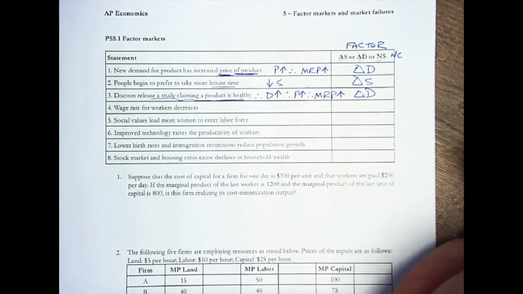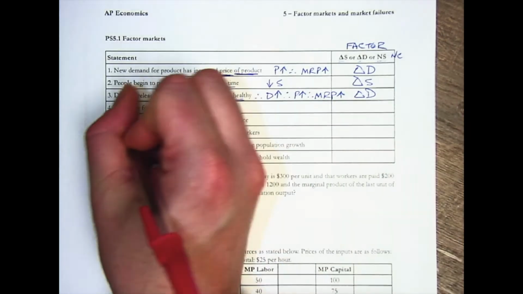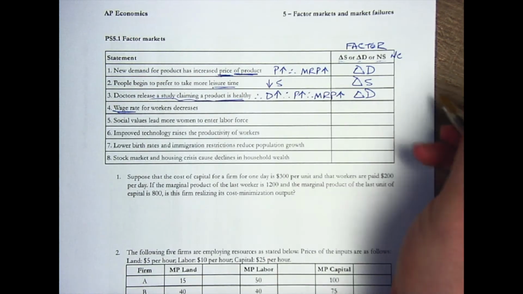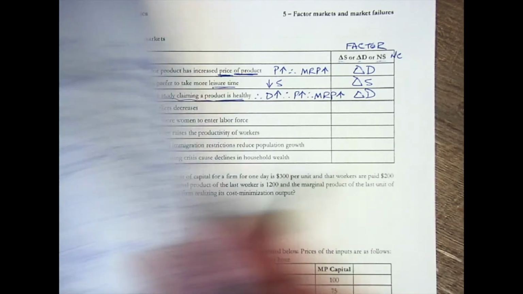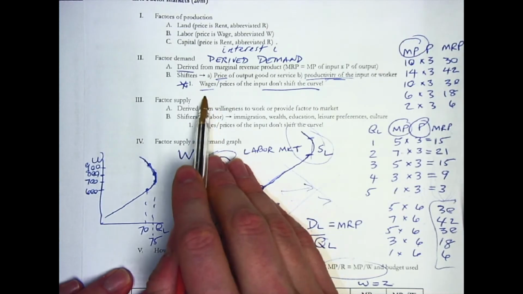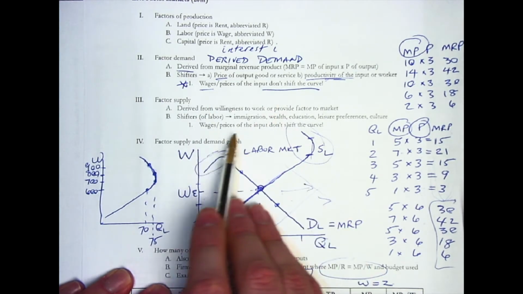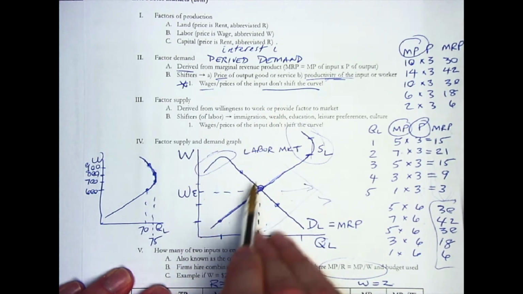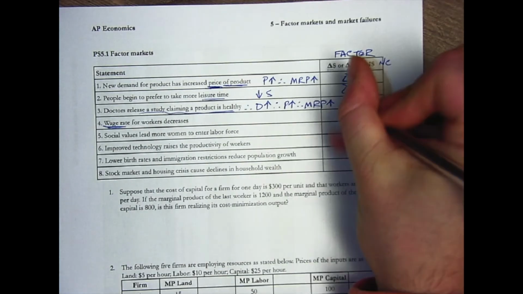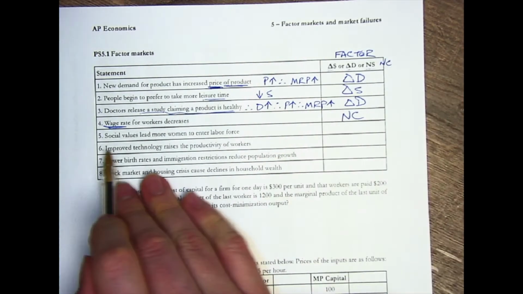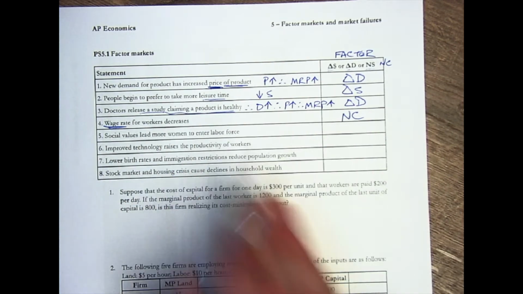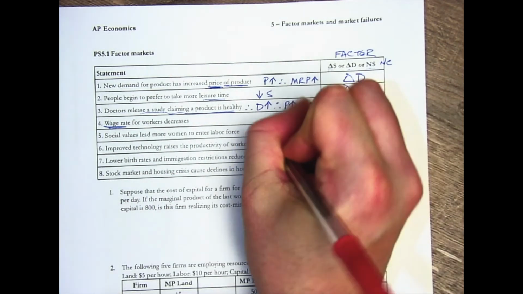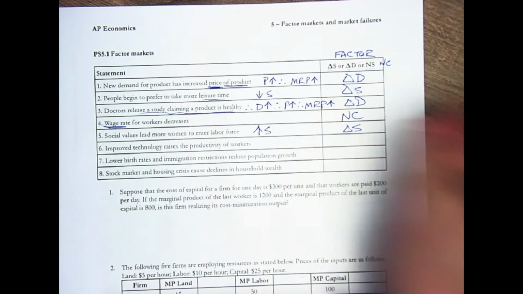Wage rate for workers decreases. Now this is tricky. Wages don't shift the curve. Let's come back for a second, take a look here. Wages don't shift the curve because it's actually just the price of the thing, of the worker. So we would say that one is a no change. Social values lead more women to enter the labor force. That's going to increase the supply of workers, so that's a change in supply.